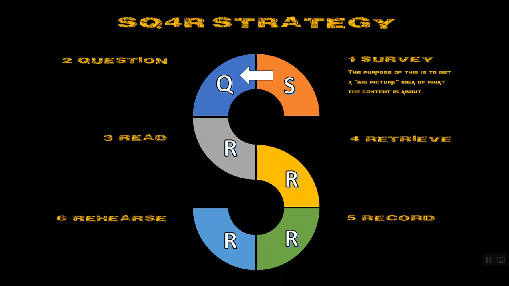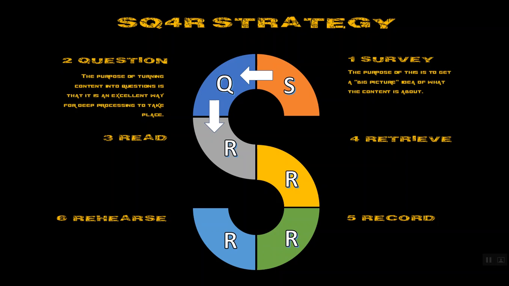So once we've surveyed, we move over to questioning. The purpose of turning the content into questions is that it is an excellent way for deep processing to take place. Now, guys, we are curious by nature. By making questions of the things that we're going to look at, our brain automatically starts looking for answers, and that helps us to have a deeper understanding and to build up our knowledge much firmer, much stronger in the topic. Then we start reading for the answers.